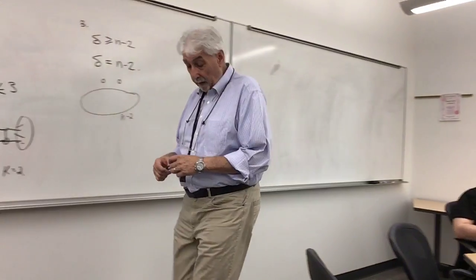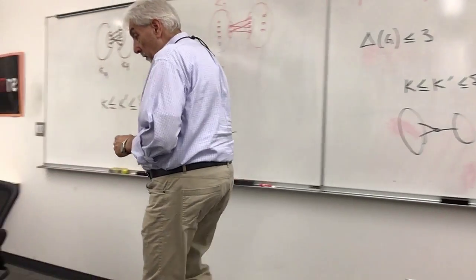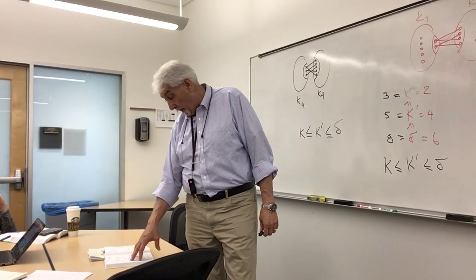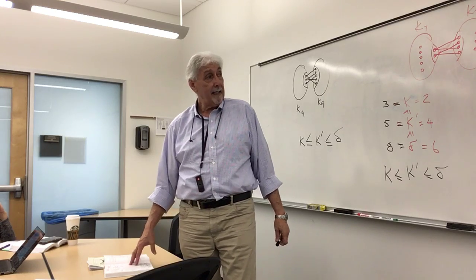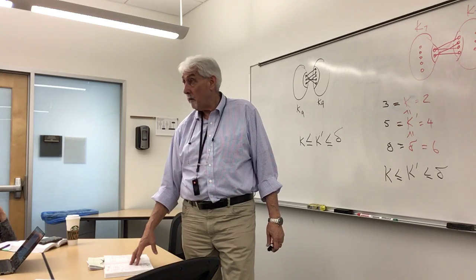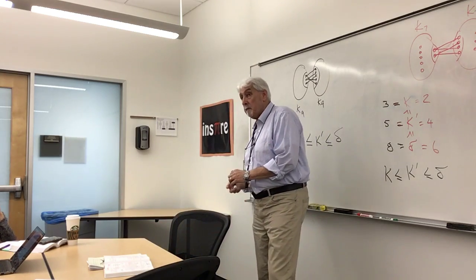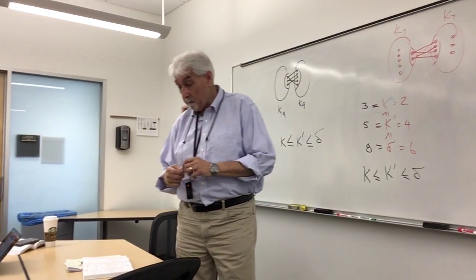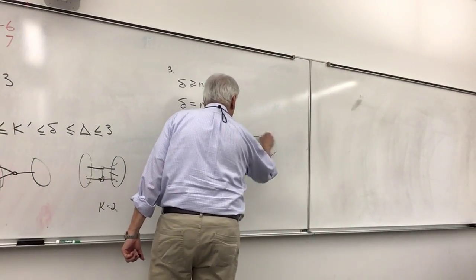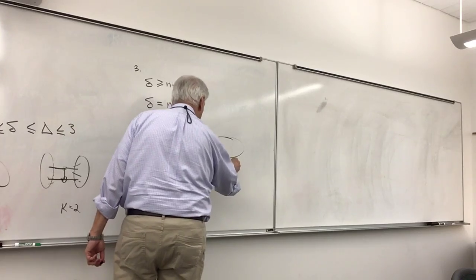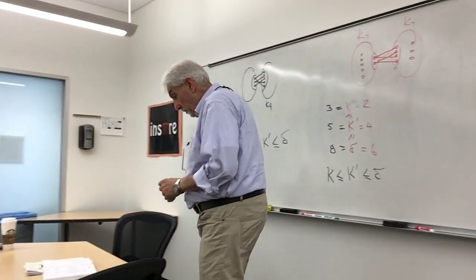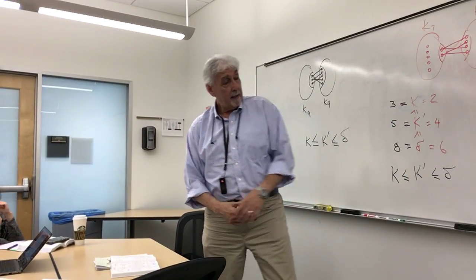Okay, what else do I need to show now? I need to show that that's the smallest. So what do I have to use? I have that the min degree is at least n minus 2. So what can I do? Suppose I take n minus 3 vertices. Let's just look at n minus 3 vertices. So what can you tell me about it? There are 3 vertices left.